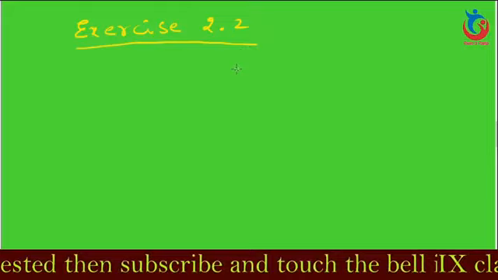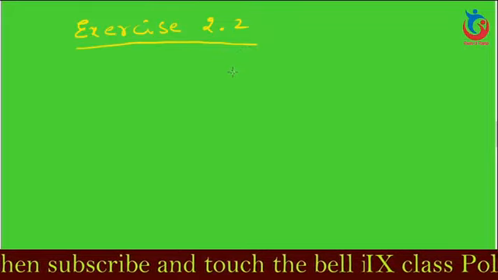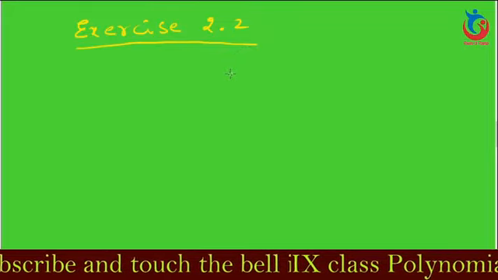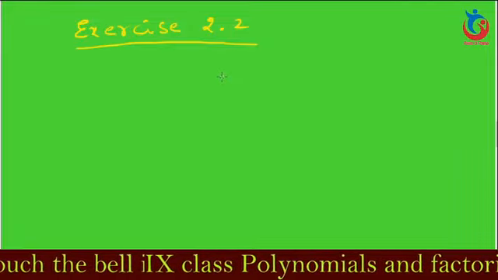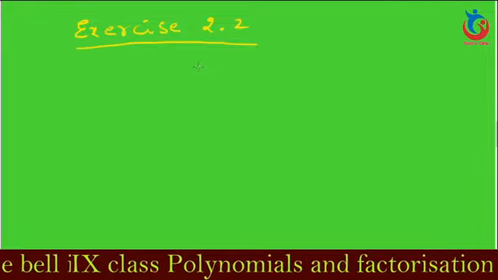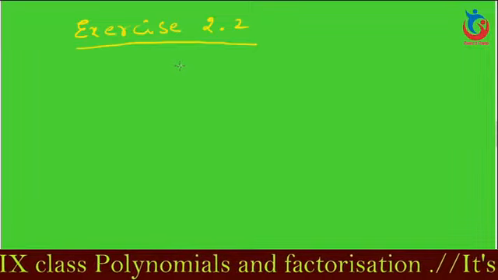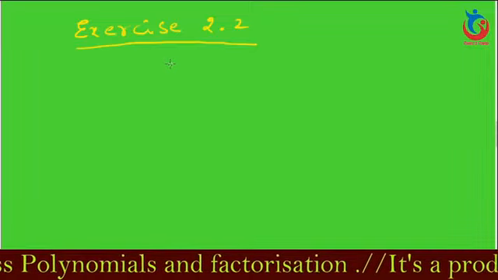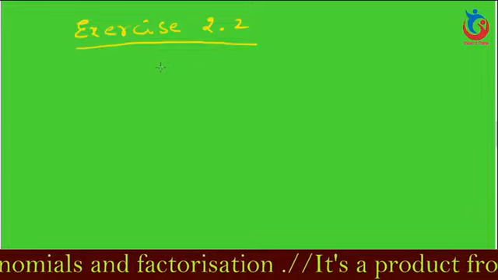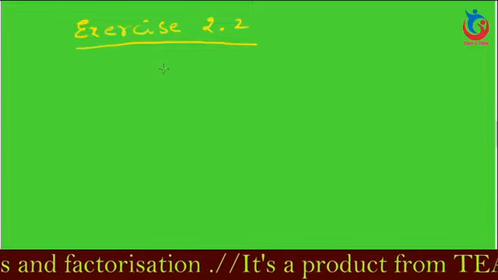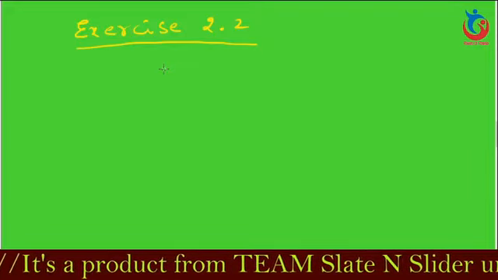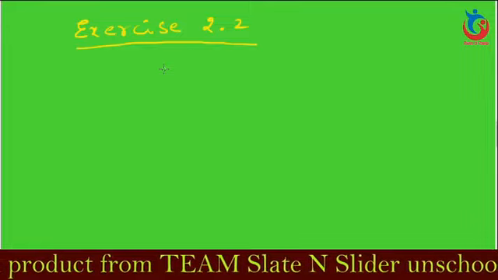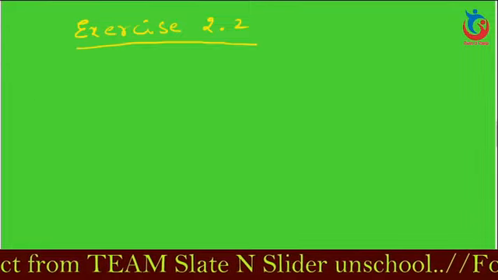In the third bit, verify whether the values of x given in each case are the zeros of the polynomials or not. Here what we have to do is substitute the values in the polynomial. If you get 0, then that value is a zero of that polynomial. If not, they are not the zeros. That's it. And in the fourth bit, find the zero of the polynomial. Yes, so for this fourth bit, we will discuss.